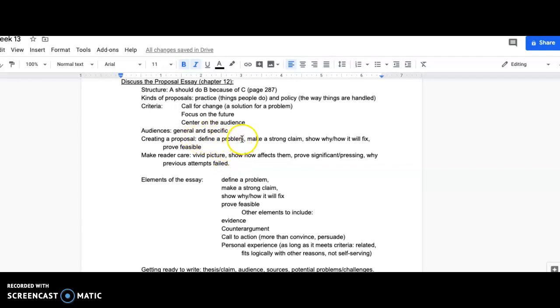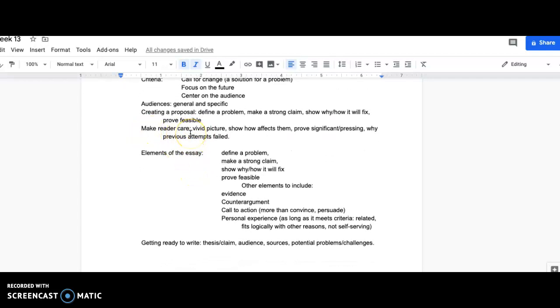Here's an issue. It's either an issue, again, of practice or of policy. You're going to make a strong claim. So you're going to say A should do B because of C. You're going to show why or how it will fix the problem, how it will solve the problem, right? So you want to have a real clear relationship between why something is happening and why what you're suggesting will fix it. And then you have to prove that what you are proposing is feasible, right? That it's likely to be solved, and it's something that's manageable, that people can actually do.